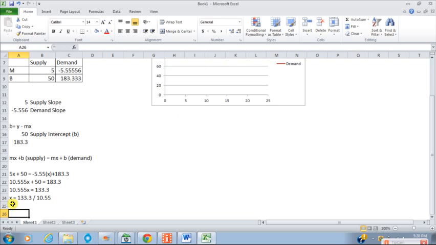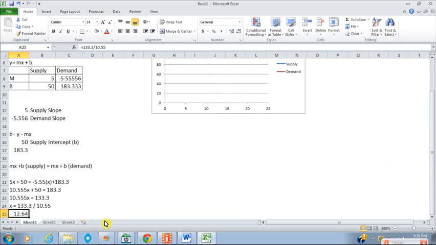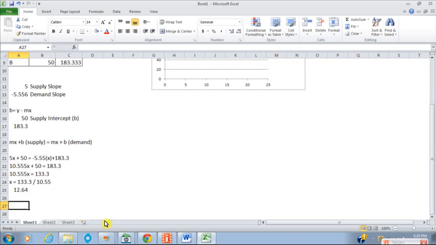So now we just need to solve that. Most of this math was fairly easy, so I'll just use Excel for the last point, which is 133.3 divided by 10.55. So we get 12.64, which is the point, again, on the x-axis where they intersect. And we can eyeball that and see that looks about right. So now we have a point on the x-axis. We can solve for a point on the y-axis.